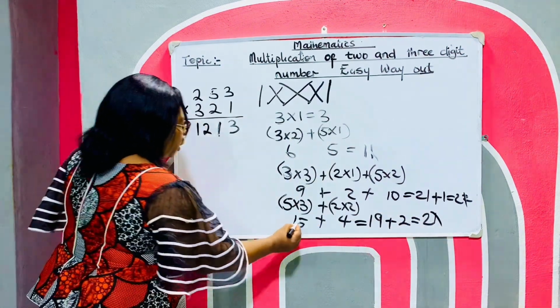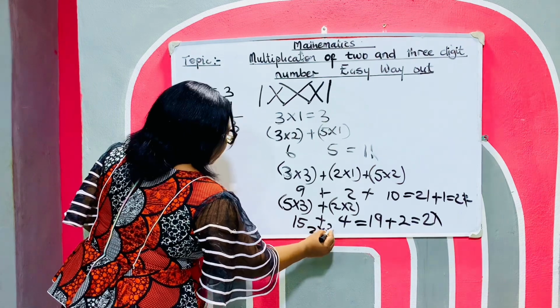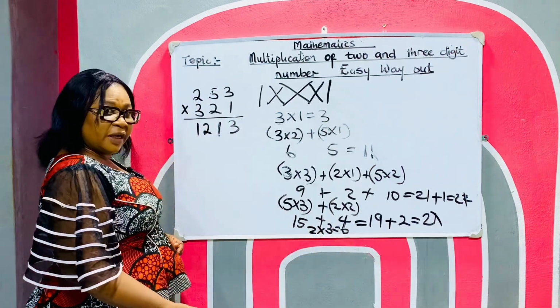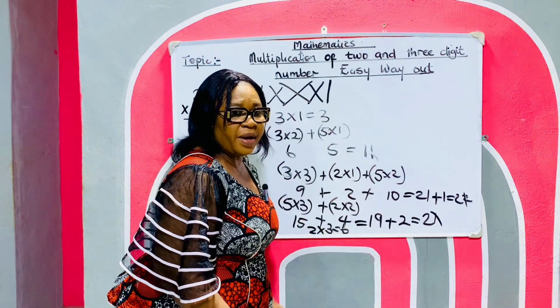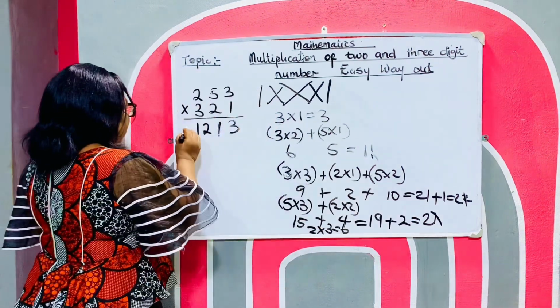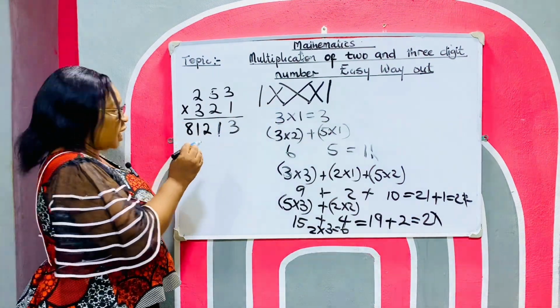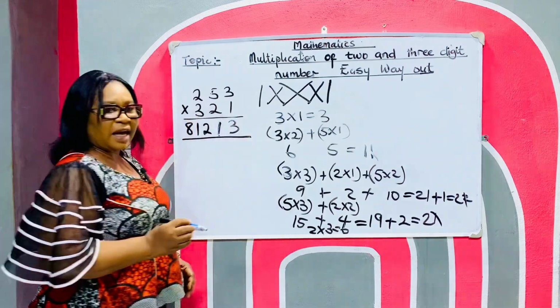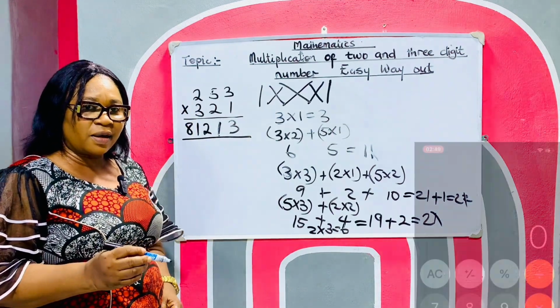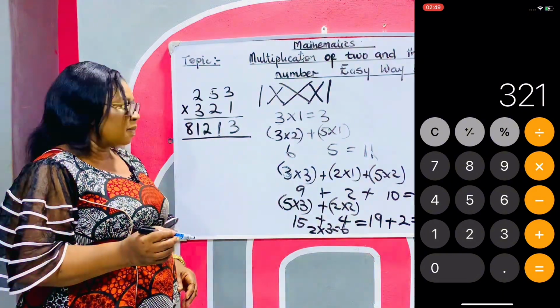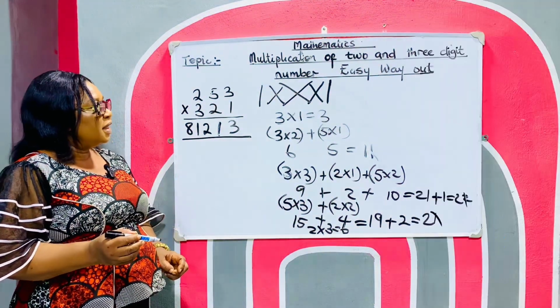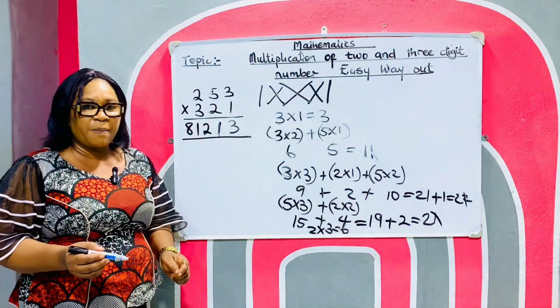Then the last one is 2 times 3. That will give us 6. You see, this 6 plus these 2 that remain, that will give us 8. That will give us what? 8. And that is the answer. Can we take a look at the calculator and see whether it is correct? It's correct.